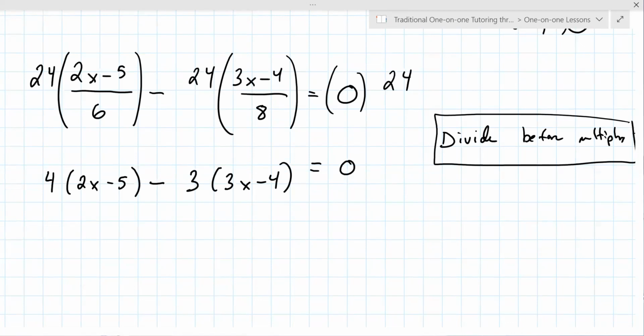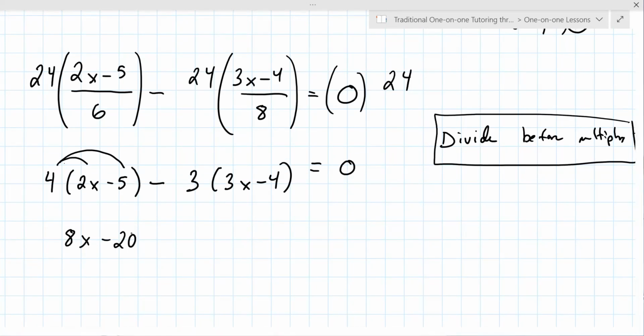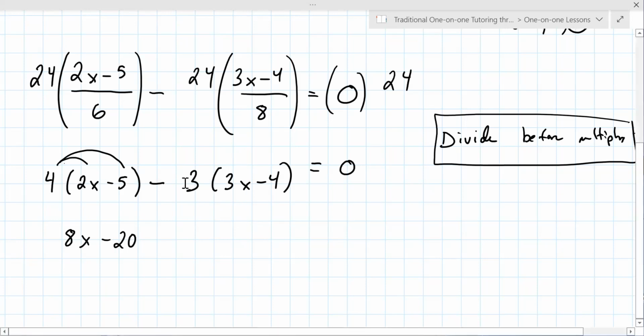Okay. So now we're just going to use the distributive property. We're going to distribute that 4 into both terms. So we got 8x minus 20. The next part here, I prefer to treat this number as -3 that you're distributing in. How do you see it?